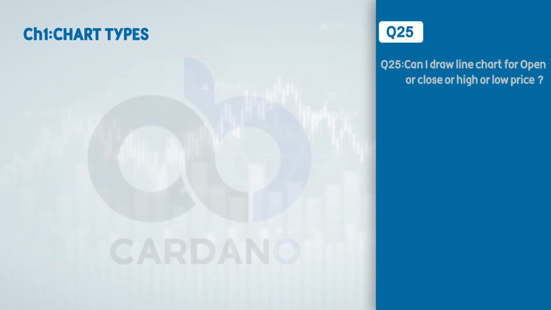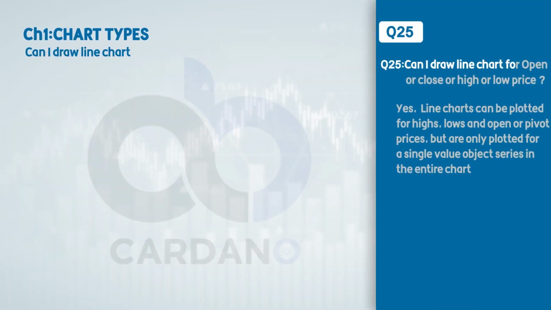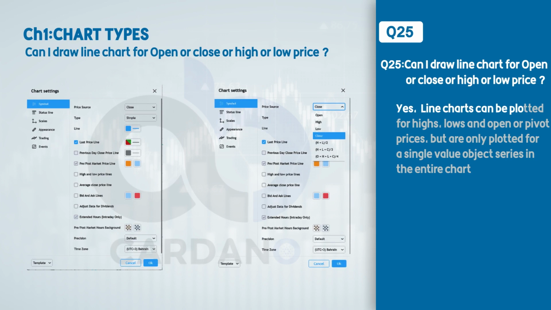Question number 25. Can I draw a line chart for open or close or high or low price? The answer is yes. Line charts can be plotted for highs, lows, and open or pivot prices, but are only plotted for a single value object series in the entire chart.